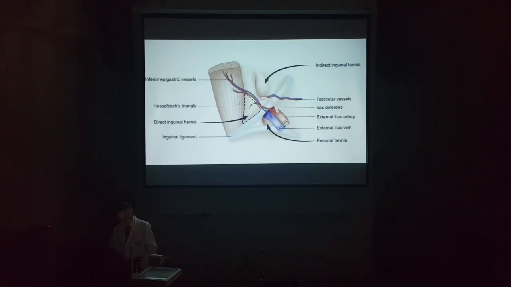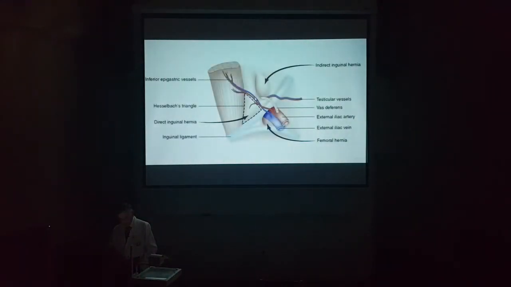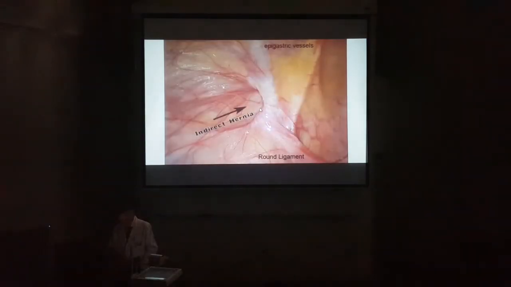the lateral border of the rectus abdominis, the inguinal ligament, and the inferior epigastric artery and vein. Again, this is a laparoscopic image of an indirect inguinal hernia.